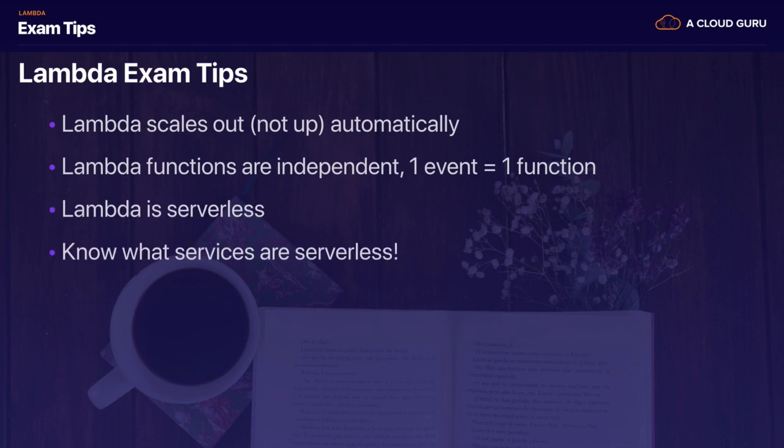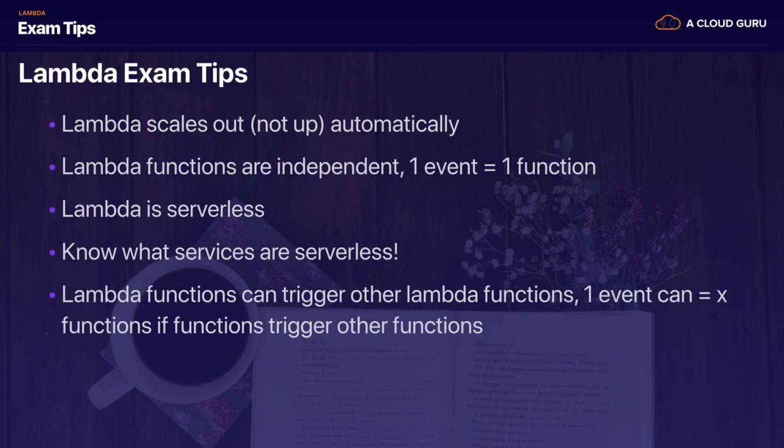Remember that Lambda is serverless, and you should really go into your exam understanding what services are serverless. So RDS is not serverless. Even though you don't have to worry about the operating system and Amazon takes care of it, there is still an operating system there that they have to go in and patch, and you still have downtime whenever they're doing maintenance and stuff. The exception to that obviously is Aurora Serverless. That's the only RDS service that is serverless. Things like DynamoDB, S3, Lambda, API Gateway are all serverless technologies. EC2 obviously is not serverless.